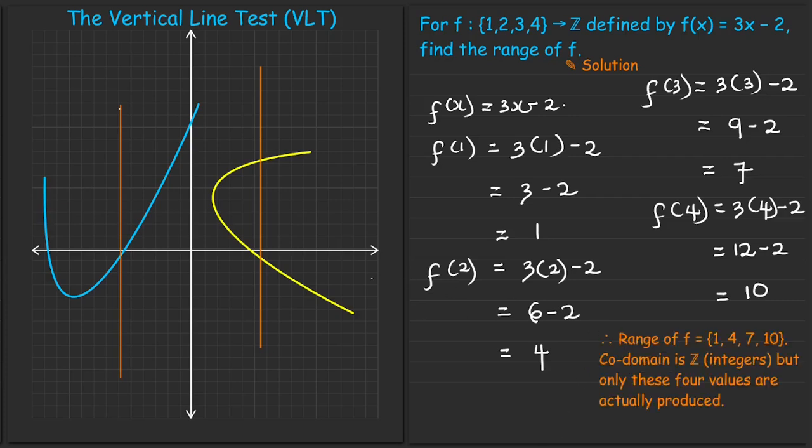Therefore, our range is what? The 1, 4, 7, and 10. And we were told that the codomain is the set of integers. But out of the codomain, it is only these 4 values that were produced. As simple as that. So this is how we find the range.